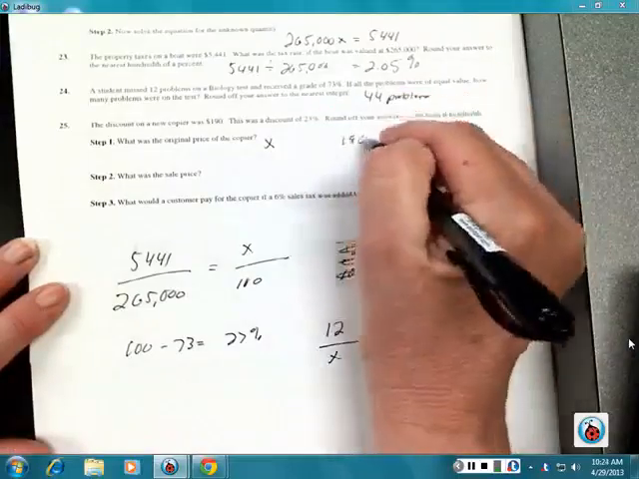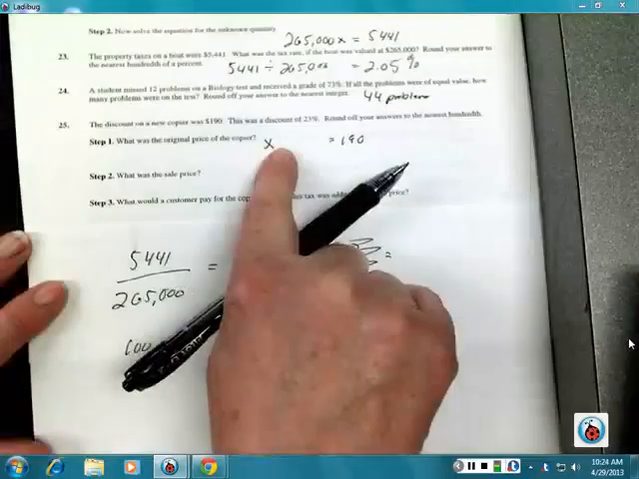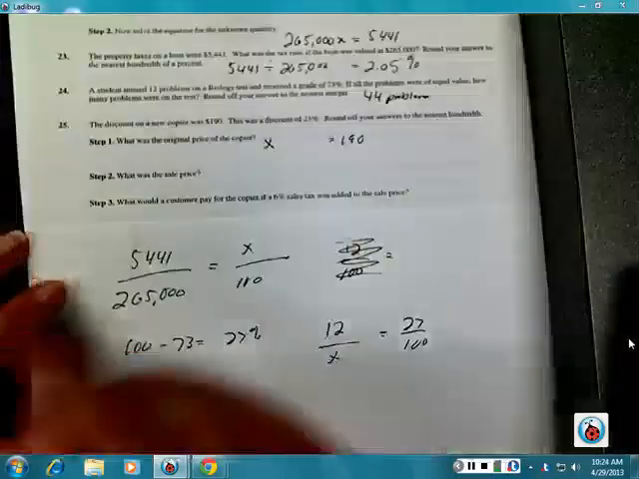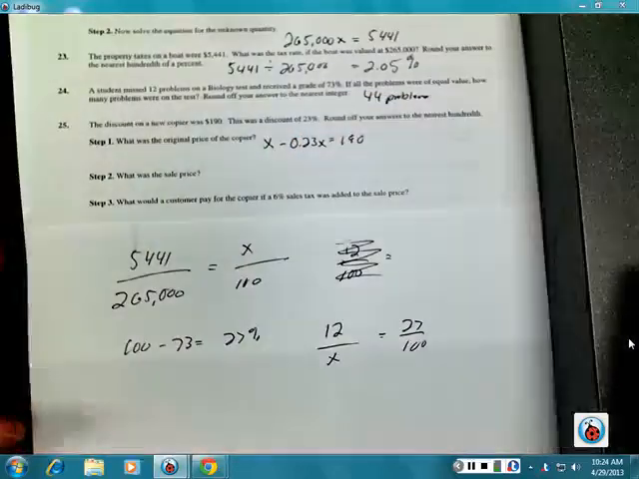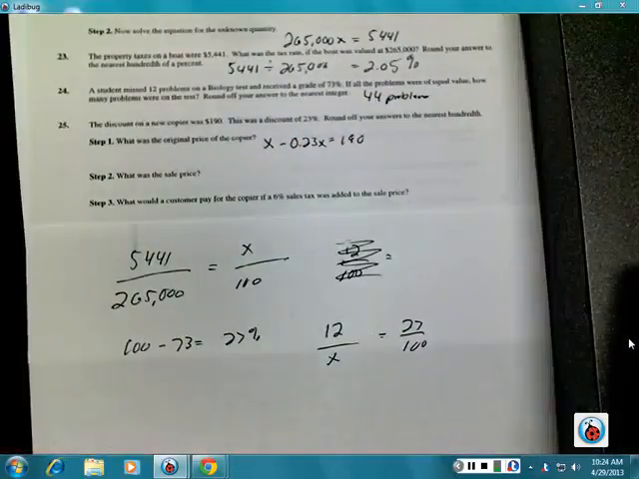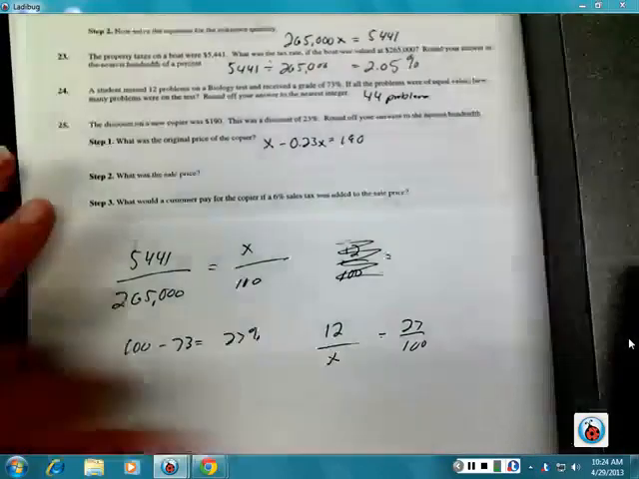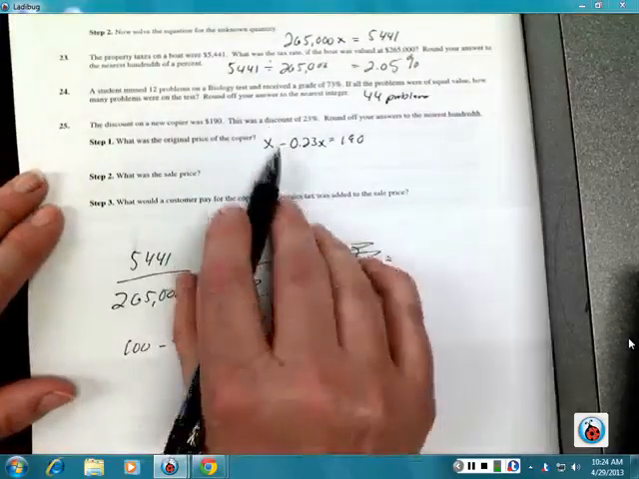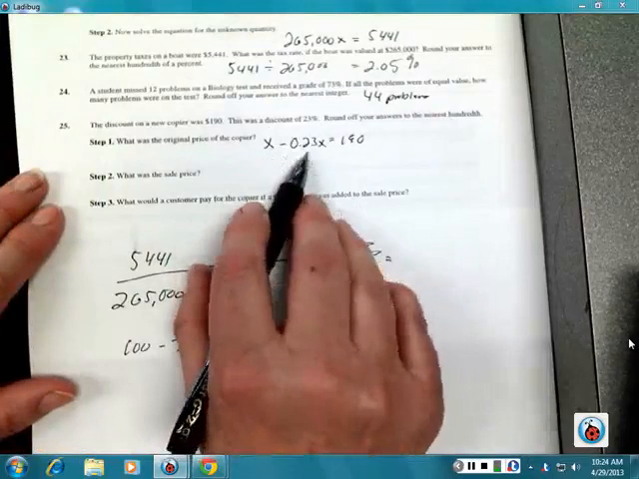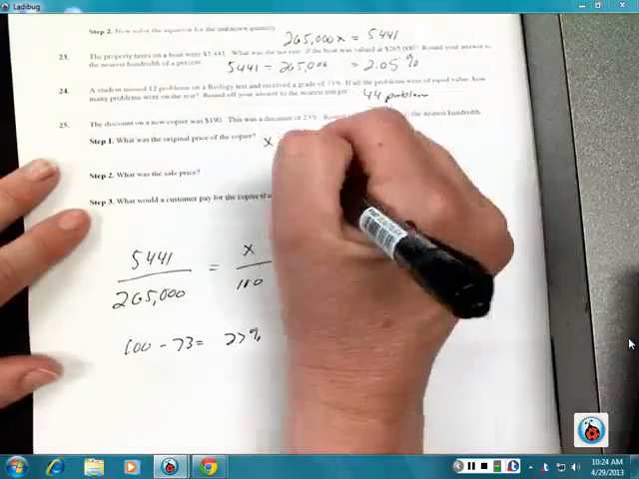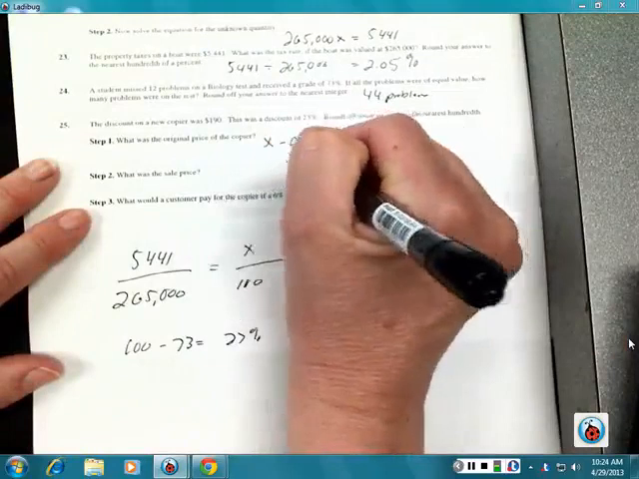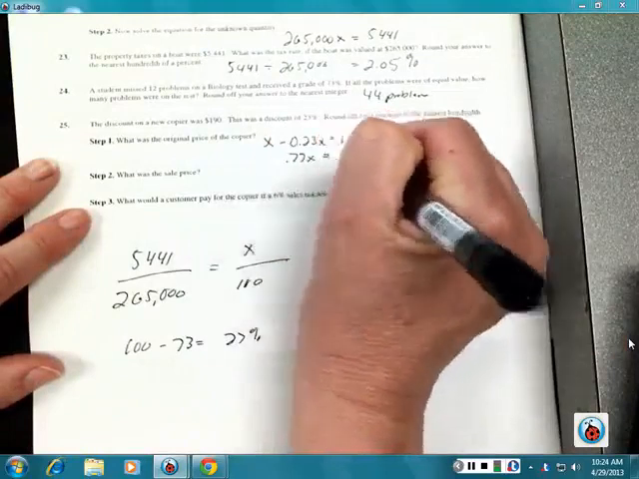But what do I have to do to get that discount off of this x? I know the discount's 23%, so minus 0.23x. You minus it, yep, because it's a discount. You wouldn't add it. If it's added, it's an increase of 23%. It's a discount in this case, so I'm going to subtract it. That leaves me with 77% of x, or 0.77x equals 190.